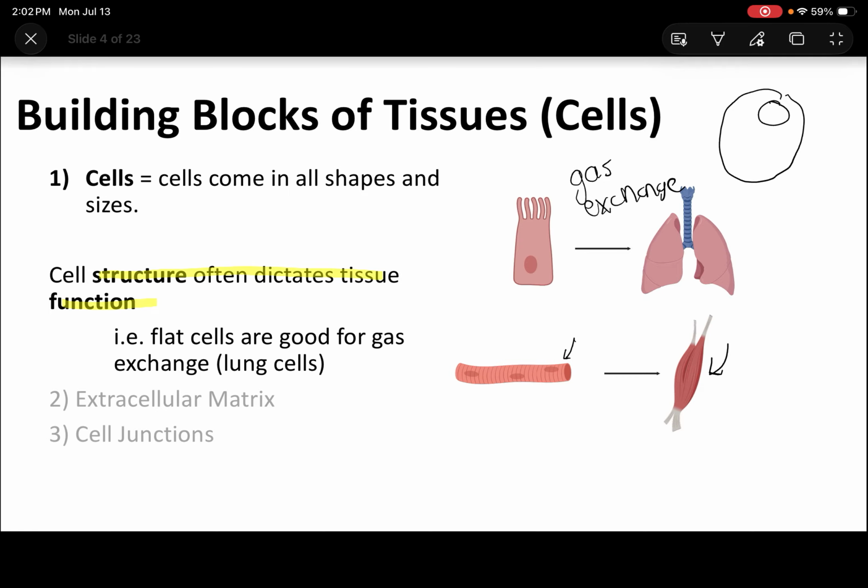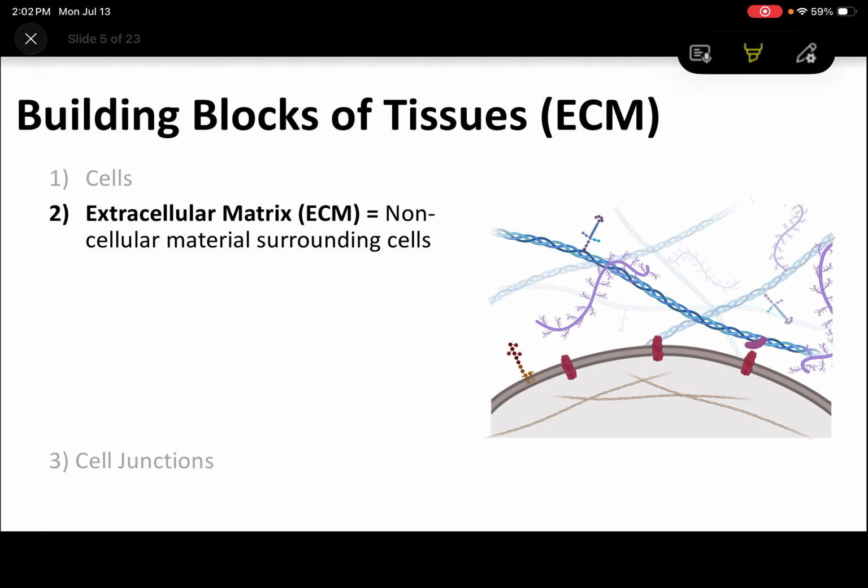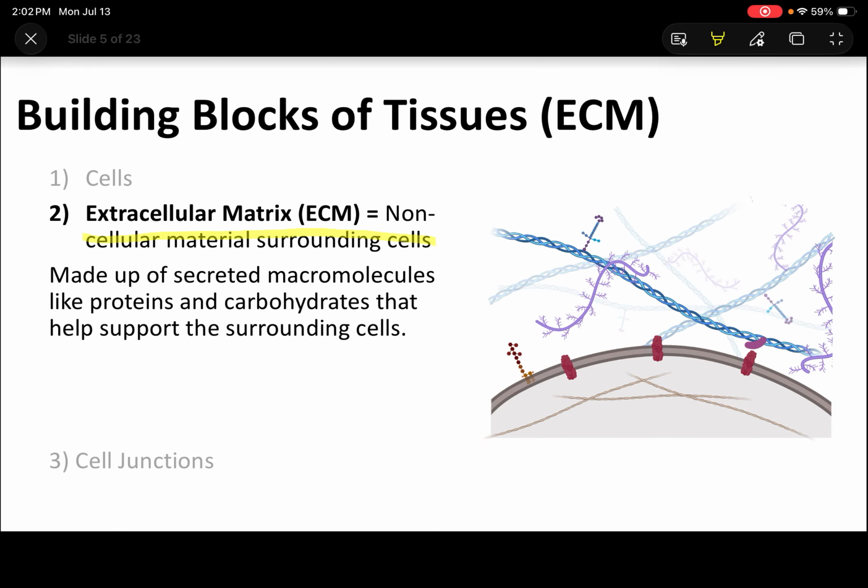The next building block of tissues is the extracellular matrix. The extracellular matrix is a bunch of non-cellular material that surrounds cells. We'll mention cell junctions on the next slide, but extracellular matrix is material that cells secrete to help support the surrounding area. It is often made up of secreted macromolecules, so carbohydrates, lipids, and proteins that help support the surrounding cell. Different types of tissues are going to have different amounts of this extracellular matrix. For example, connective tissue often has much more extracellular matrix than skeletal tissue does.